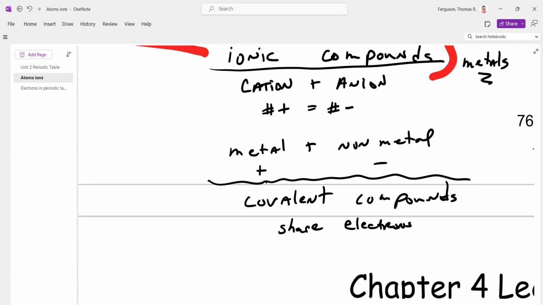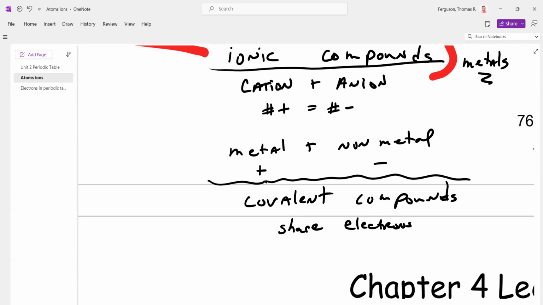So in an ionic compound, electrons are actually transferred so that one is more negative than the other. In a covalent compound, electrons aren't transferred, they're shared. So those are the two naming conventions we're going to have. Unfortunately, the covalent naming convention is different from the ionic naming convention.